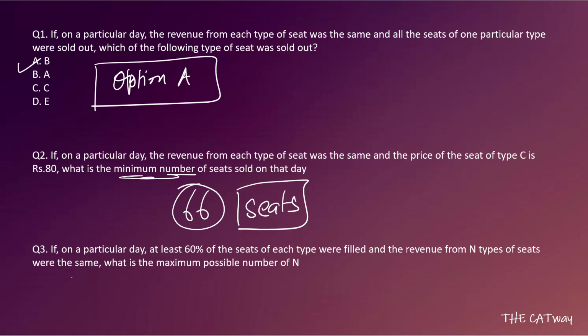Now let's move to the third question. The third question says that if on a particular day at least 60% of the seats of each type were filled, so at least 60%, it is saying.